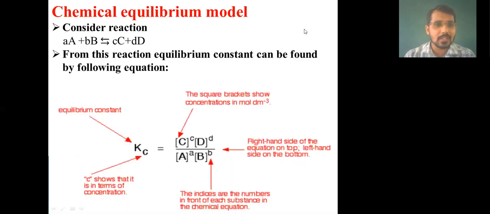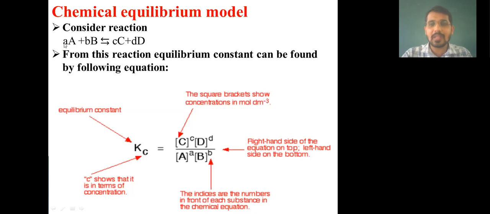So the next model is the chemical equilibrium model. In this model, our motto is to form the equation for the chemical equilibrium constant. So how to form this? I am considering the reaction aA plus bB, a reversible reaction, which gives cC plus dD. A and B are the reactants and C and D are the products.